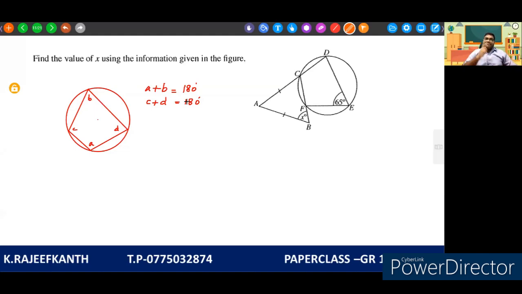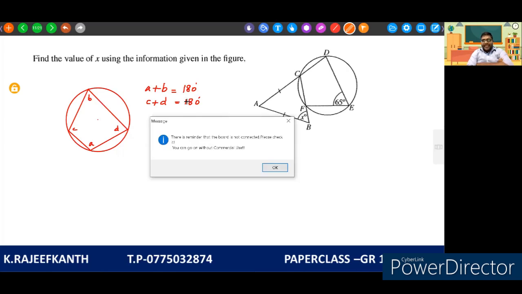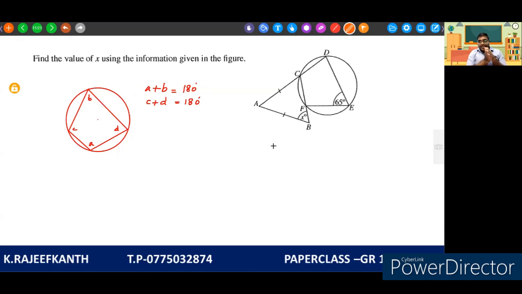That means the sum of opposite angles is always 180. Here I mark the opposite angles as A and B, and C and D. So the sum of A and B is equal to 180 and the sum of C and D is equal to 180. This is the first theorem in a cyclic quadrilateral. There is one more theorem. Here I will draw a cyclic quadrilateral again. This is also a cyclic quadrilateral.